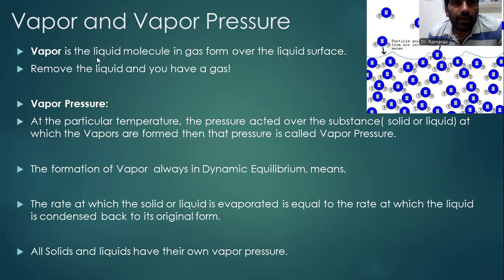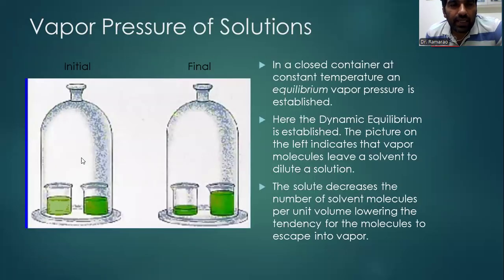Vapor and vapor pressure. Vapor is the liquid molecule in a gas form over the liquid surface. So remove the liquid and then we have a gas. Vapor pressure at a particular temperature is the pressure exerted over the substance at which the vapors are formed. The formation of vapor is always a dynamic equilibrium. So let us take an example of initial and final. In a closed container at constant temperature, an equilibrium of vapor pressure is established.